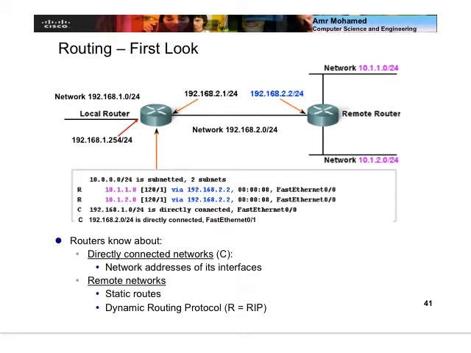Static routes are entered manually by the system administrator. Dynamic routes get updated automatically through some routing protocols like RIP. There are some other protocols like OSPF, EIGRP, and so on. There are tons of other routing protocols.